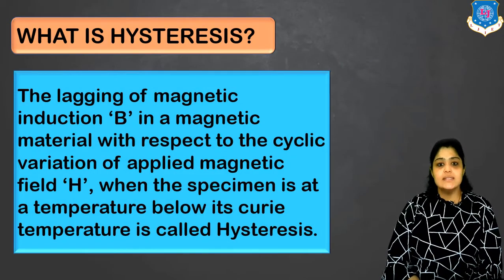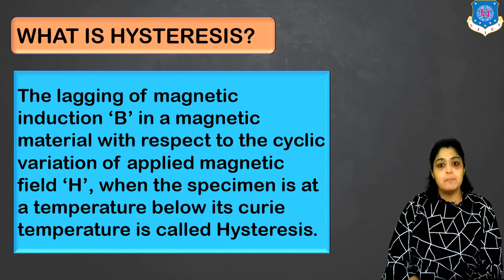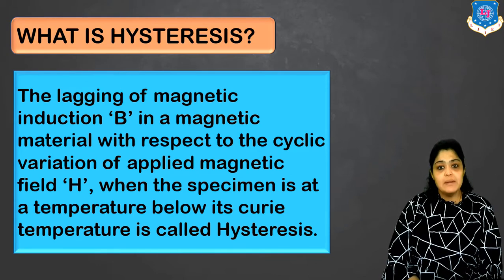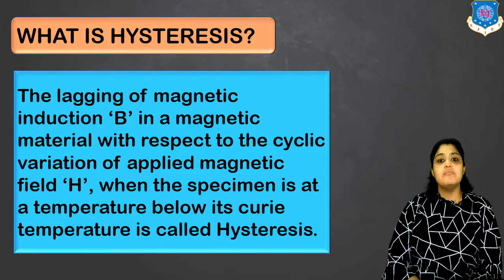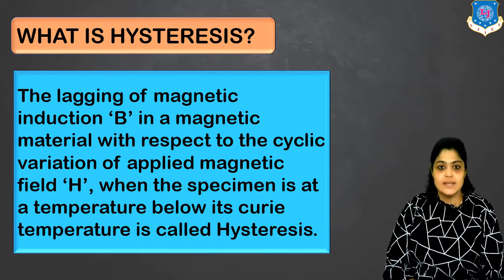What is hysteresis? Hysteresis is the lagging of magnetic induction or magnetic flux density B in a magnetic material with respect to cyclic variation of the applied magnetic field H, when the specimen is at a temperature below its Curie temperature.